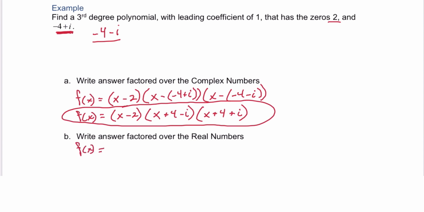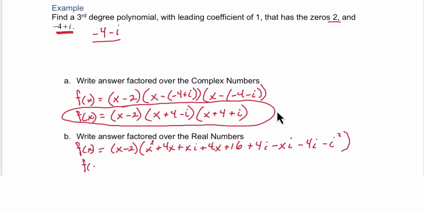So f of x equals x minus 2, and now we'll go through and distribute the x, distribute the 4, and distribute the negative i. Distributing the x, we get x squared plus 4x plus xi. Then distributing the 4, we get 4x plus 16 plus 4i. Finally, distributing the negative i, we get negative xi minus 4i, and then minus i squared.